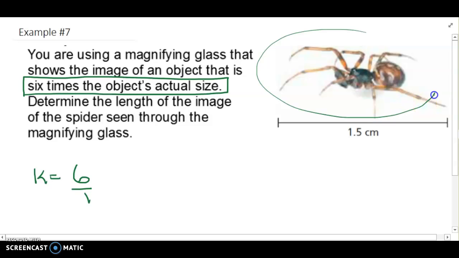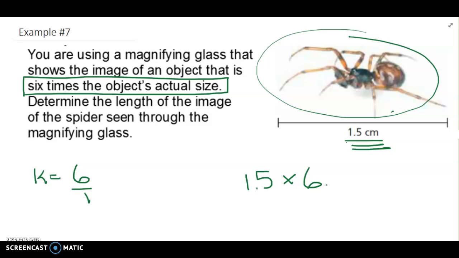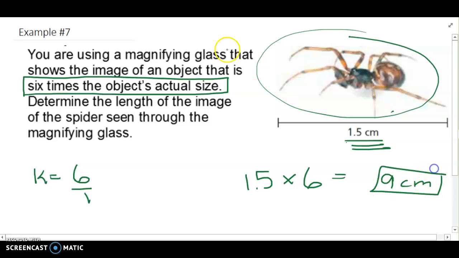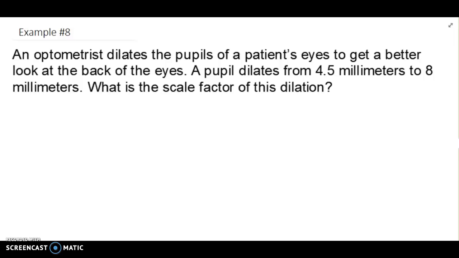Determine the length of the image of the spider seen through the magnifying glass. Okay, so this is what it is without the magnifying glass. So what is it with the magnifying glass if our scale factor is 6? We just take 1.5, we're making it 6 times bigger. So we're just going to do times 6. So 1.5 times 6, put in my calculator, gives me 9. So when I look through the magnifying glass, it looks like it's 9 centimeters. All right, go ahead, do example 8, and then we'll go over it.